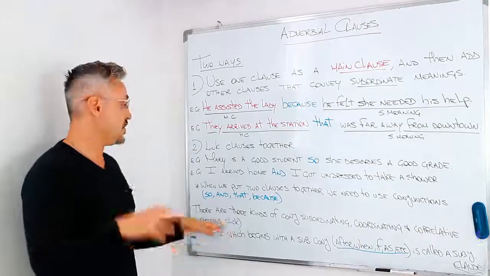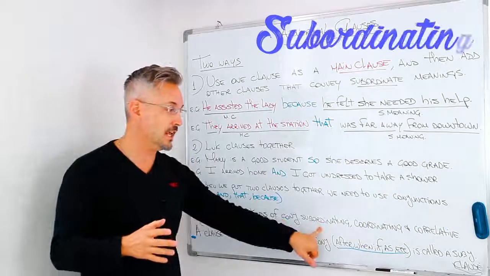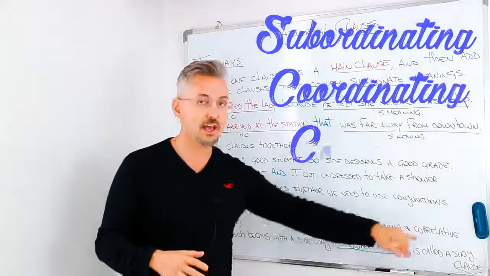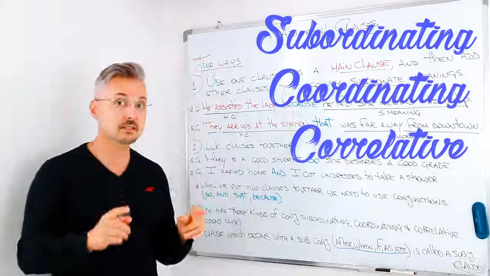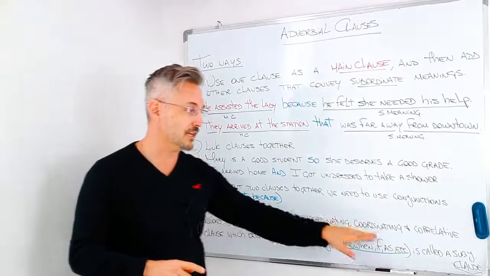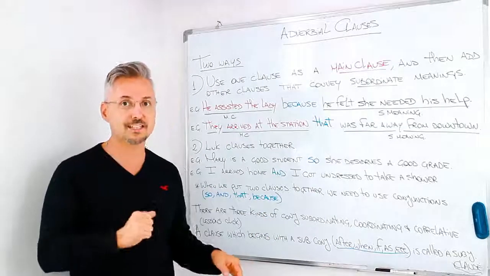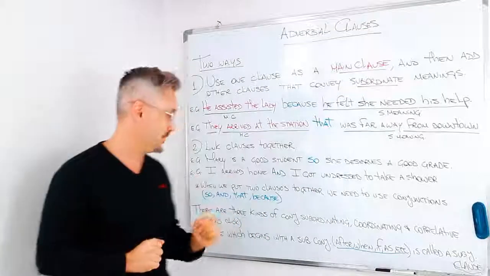However, there are three kinds of conjunctions: subordinating, coordinating, and correlative. There is a lesson, not just one lesson, but 3 lessons on subordinating, coordinating, and correlative conjunctions. If you want to watch those lessons, you may click here.